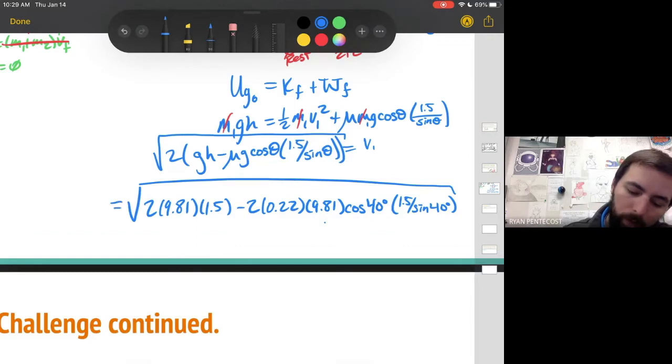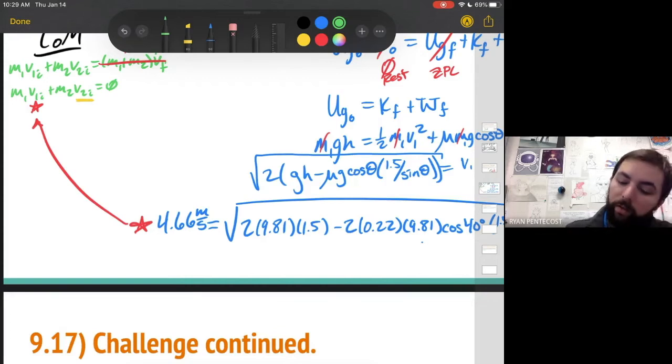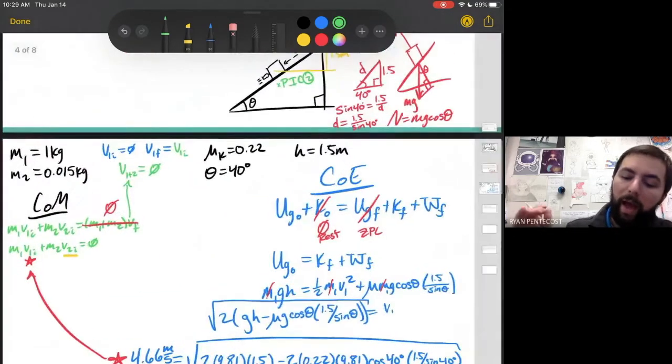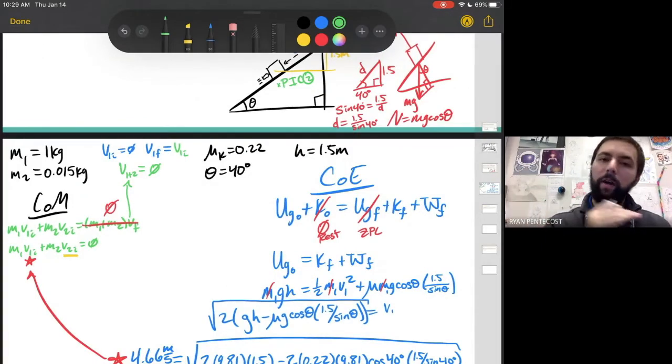And this all comes out to 4.66 meters per second. That is our red star. That comes up here. So that's the velocity of the block as it's coming in for that collision, right? It has dropped a vertical distance of 1.5. So at that point, it's now getting hit by the bullet.